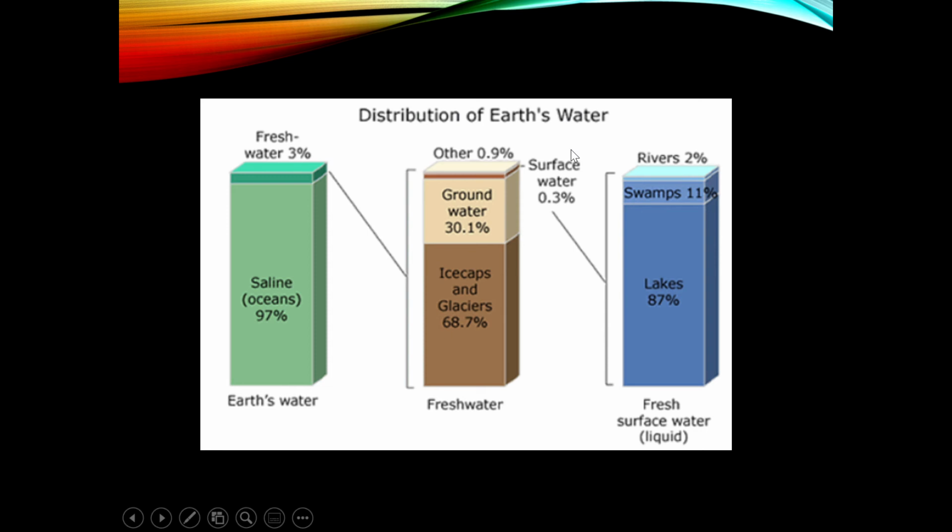Alright, and lastly, let's see how we divide the surface water. We are going to divide this 0.3% into rivers, 2%, swamps, 11%, and lastly, lakes, 87%. So as you can see, we have a very small portion of fresh water. So it's extremely important that we take care of it.